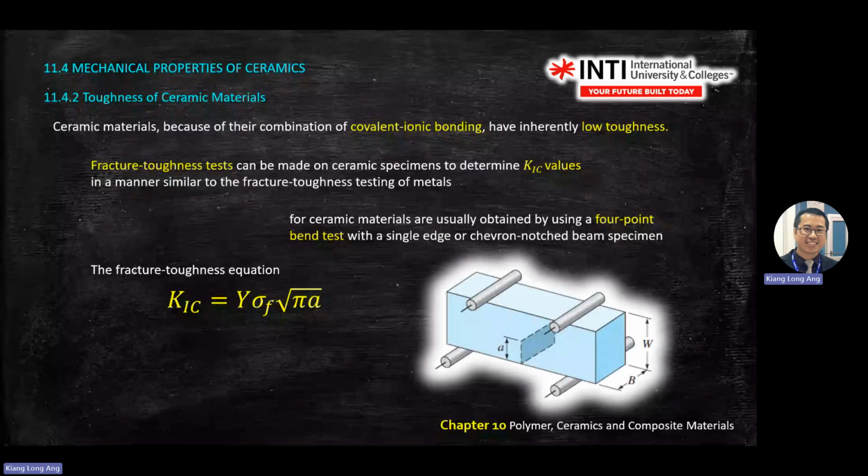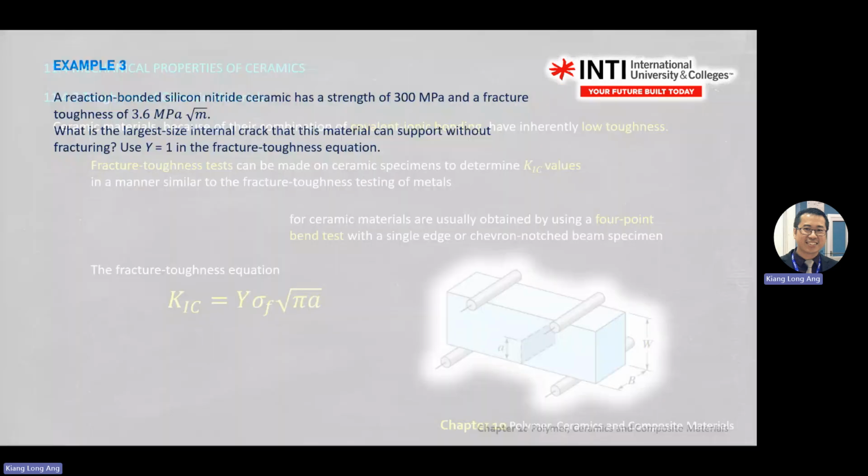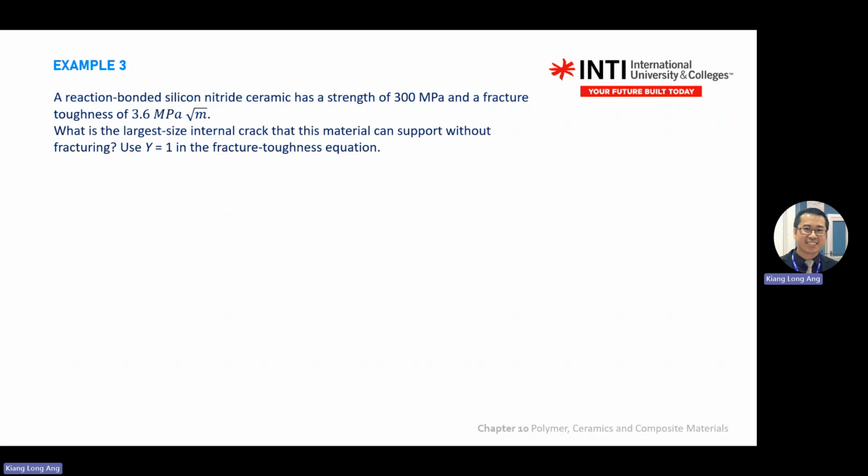Okay, so this is just an application of this equation. If you're given this kind of question about ceramic and asked about the strength, basically only this equation you need to use: KIC equals Y fracture stress square root of pi A. A is the hole size or crack size. Given the fracture toughness 3.6 megapascal square root meter, what is the largest size internal crack, which is A, the material can support without fracturing? Use Y equal to 1. So you want to find A.